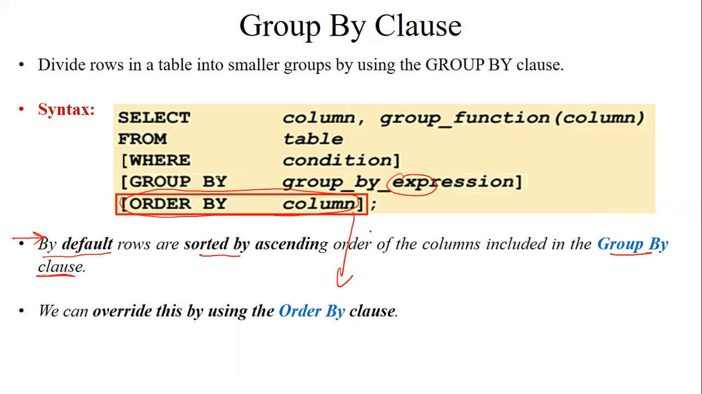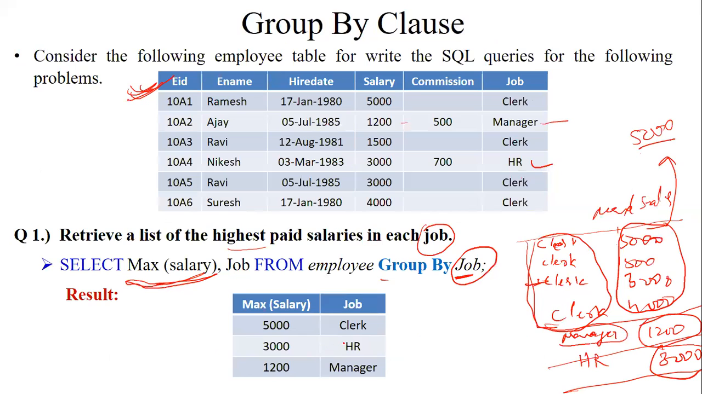Okay, otherwise whatever the default order that is shown with the group by clause, that will be shown. Order by clause you can use, that will override the sorting order that happens with the group by clause. That's why we are getting this.